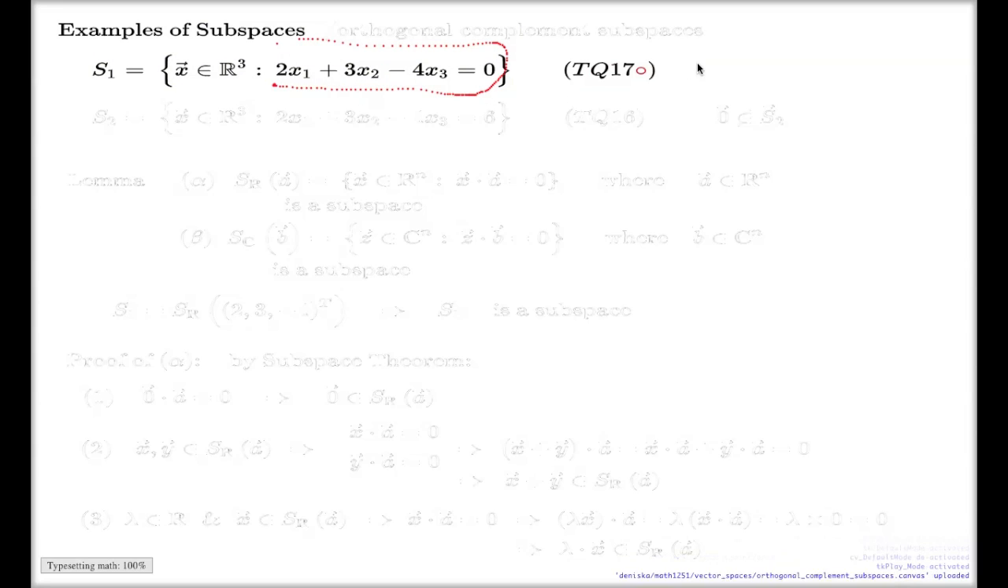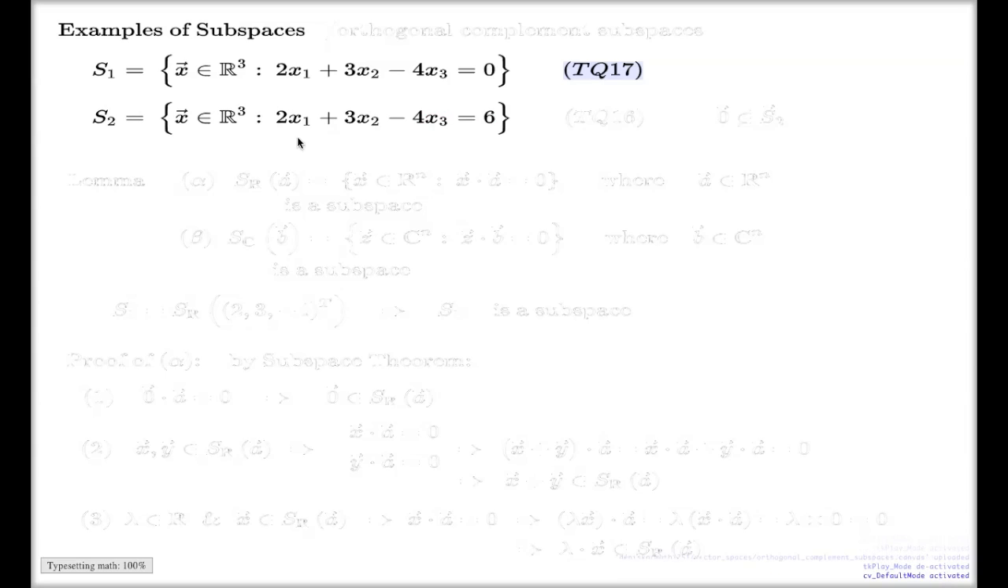This is tutorial question 17. And S2 will be the collection of vectors, again from R3, the three-dimensional vector space, with the components x1, x2, x3 subject to the condition like so. This is tutorial question 16. Question 17 says prove that S1 is a subspace. Question 16 says prove that S2 is not a subspace.